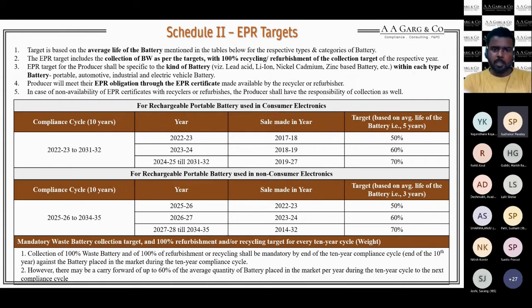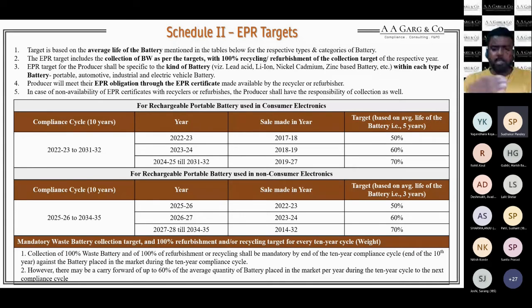The first category is the rechargeable portable battery used in consumer electronics. For this, the compliance cycle starts from year 22-23 and ends in 31-32. So this is a 10-year compliance cycle. In this cycle, the obligation year starts from 22-23, and the producer's target will be 50% of the quantity they sold in 2017-18. I mean, if you have sold X quantity in 17-18, then as per Schedule 2, that has become waste, and 50% of that quantity needs to be collected by you in 22-23.